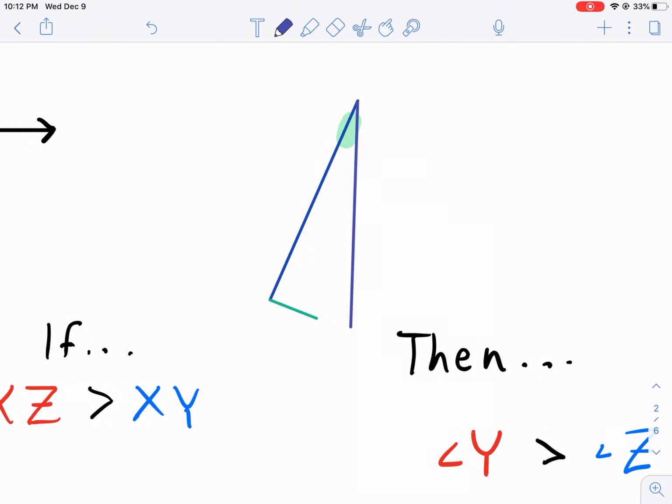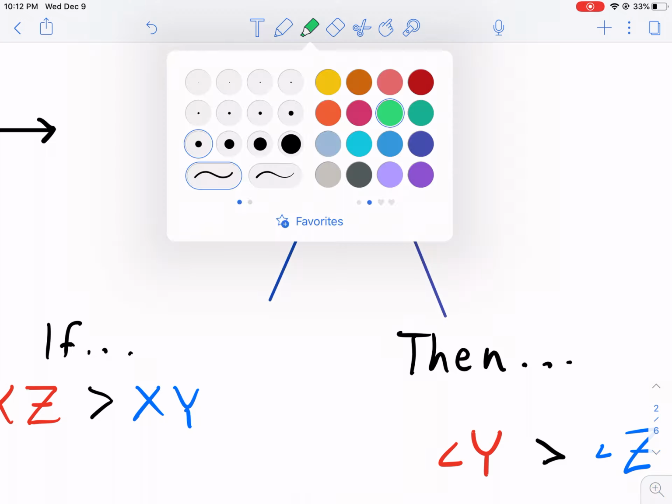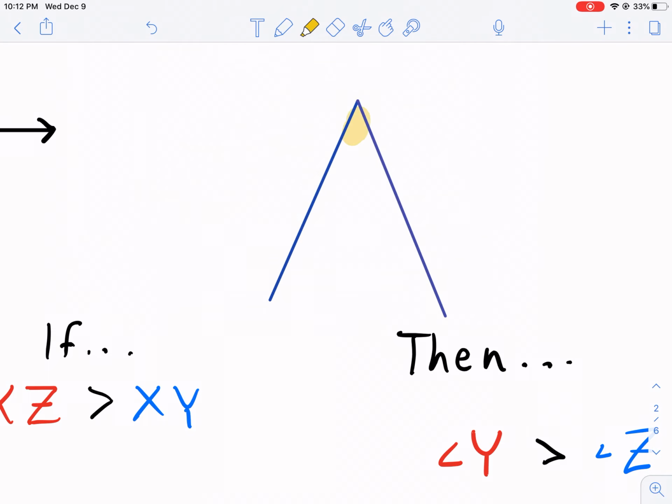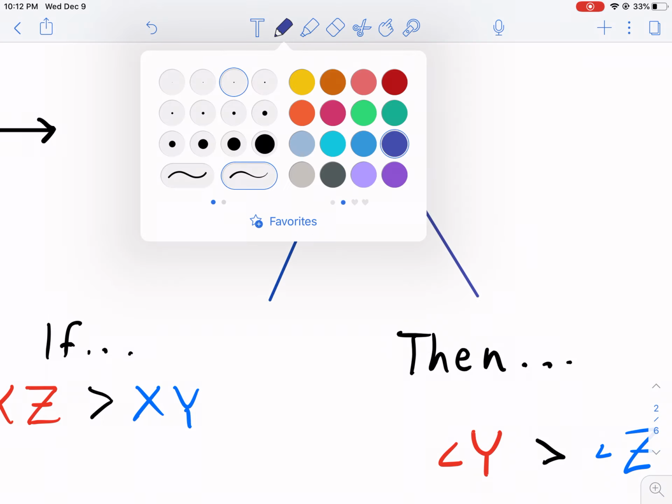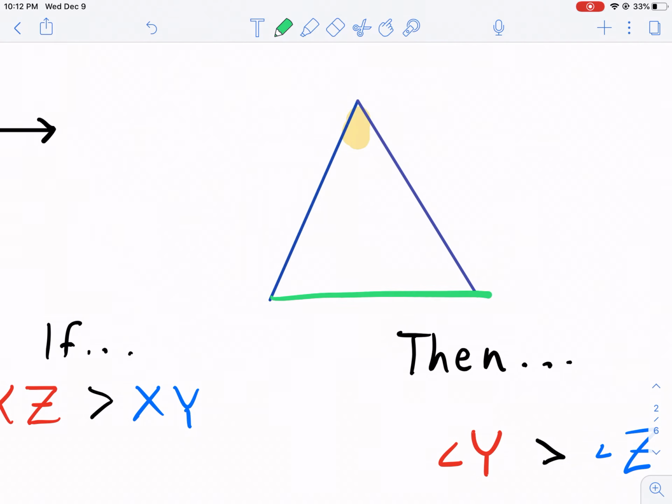If I increase that green angle at the top, why did I make everything the same color? I'm going to make it yellow. How about that? Okay, so if I increase this yellow angle at the top, so focus on the yellow angle, okay, it was small, and I open this up to a wider angle now, what happened to that opposite side? This opposite side grew.